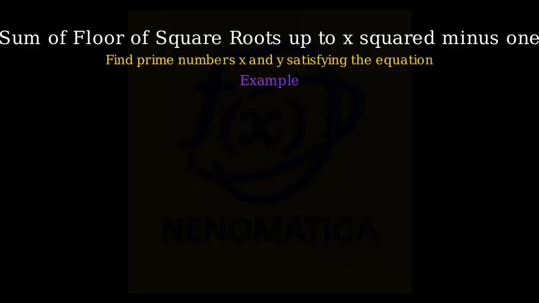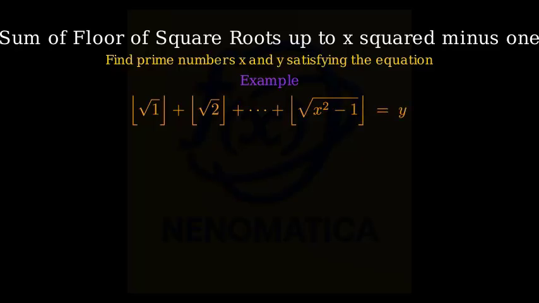We want to solve the sum of floors from square root of 1 up to square root of x squared minus 1 equals y. We will derive a closed form in terms of x, and then test prime x values to see when y is prime.